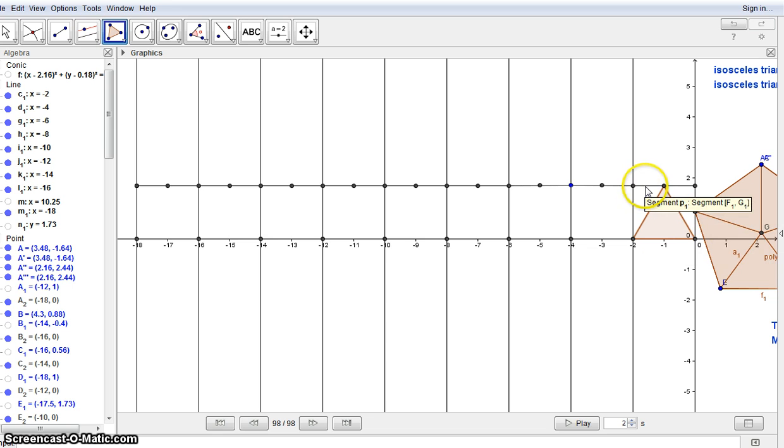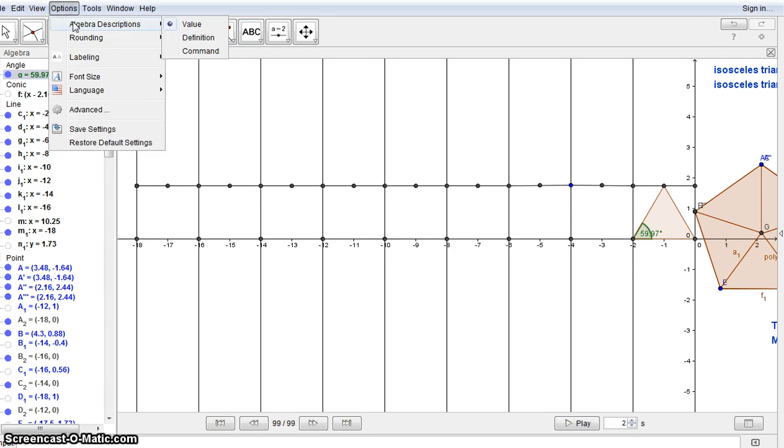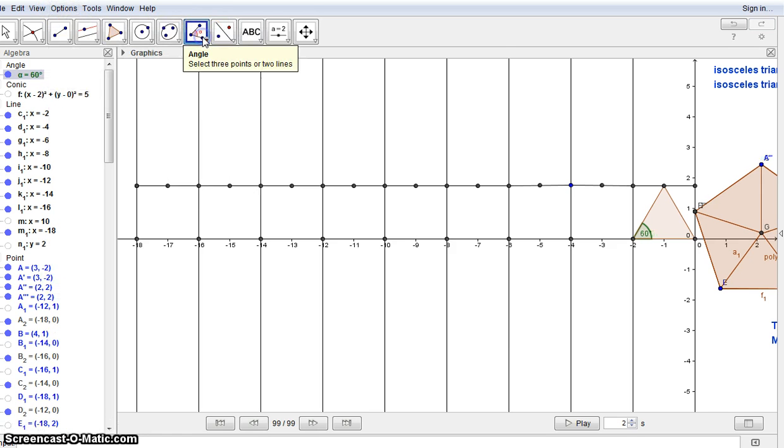I have a line at y equals 1.73, which should give us a height of about square root of 3. And I have a side length 2. So I should have a 30, 60, 90 triangle here. Let's measure one of these angles. And let's see, 59.97. I'm going to go to options, rounding, 0 decimal places. I now have a 60-degree angle.